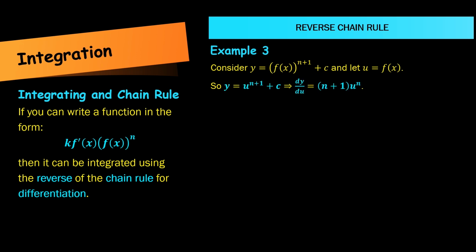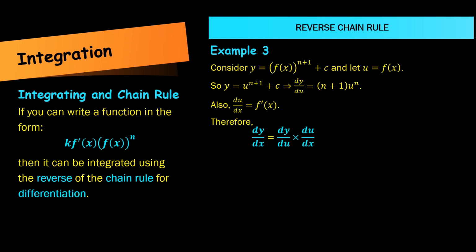And this implies that dy/du equals n plus 1 times u to the power n. We also have that du/dx equals f dash of x. So using the chain rule, dy/dx equals dy/du times du/dx, we have that dy/dx equals n plus 1 times f of x to the power n times f dash of x.